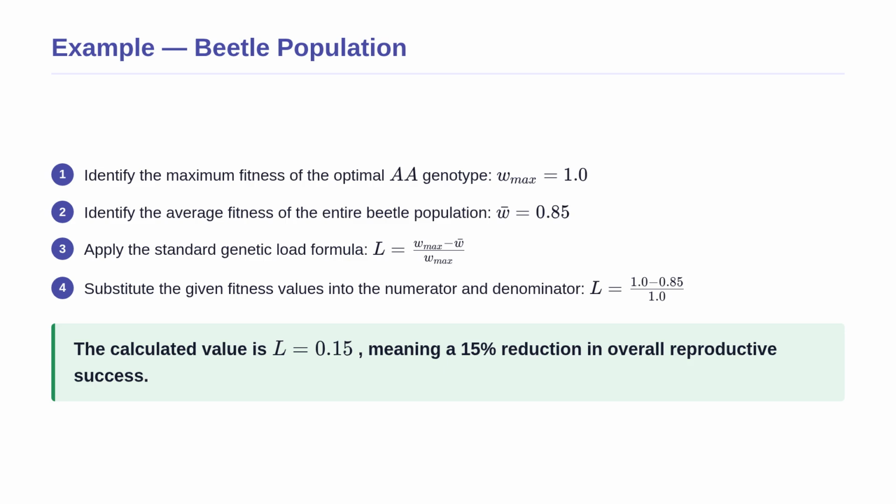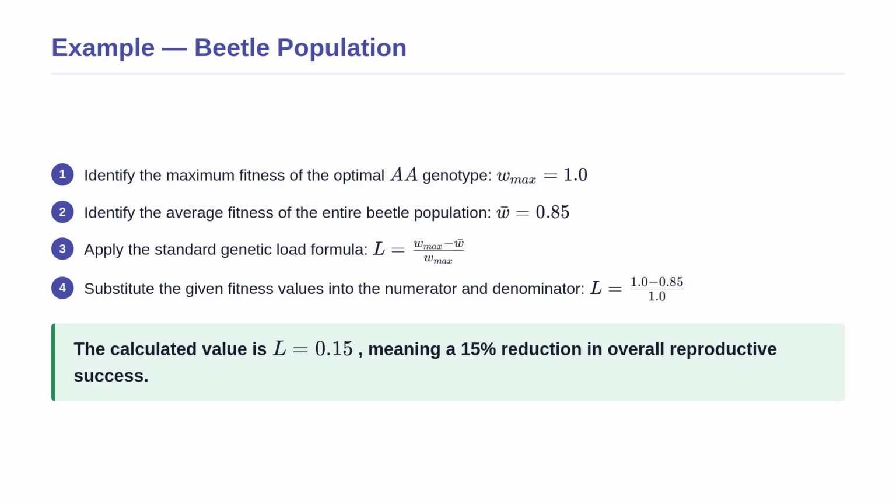Now that we have our formula, let us see this with a concrete example. Imagine a population of beetles with a specific gene controlling shell thickness. The beetles with the thickest shells have the highest survival rate, giving them a maximum fitness of 1.0. Field data shows the average fitness of the entire population is 0.85. We are asked to find the genetic load.